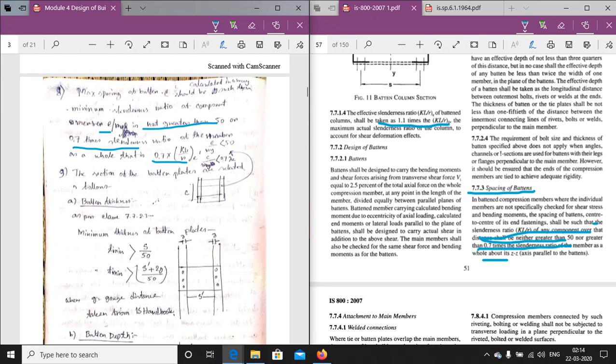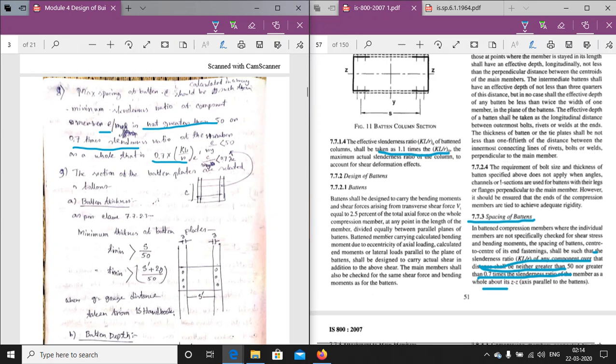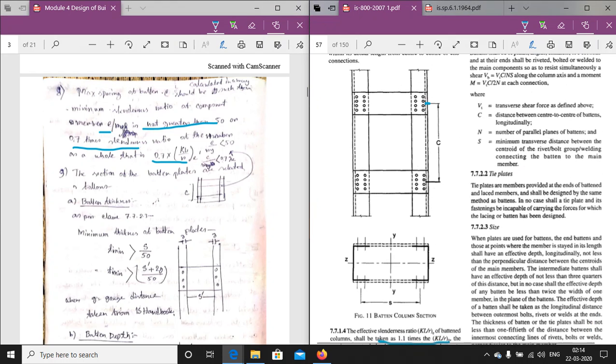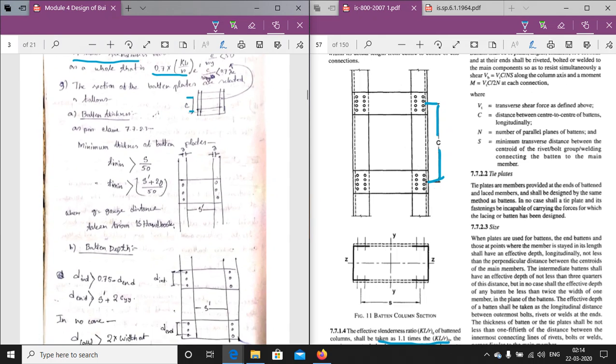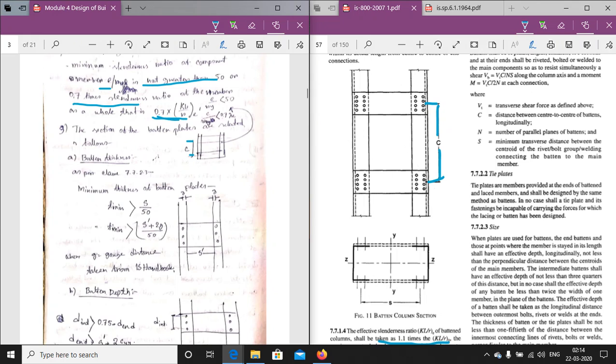So C by ry is the slenderness ratio of the batten plates, because C is the spacing between the batten plates, which we do not know. So C divided by ry, why is it ry? Because C by ry should not be greater than 50 or 0.7 times. So this is one formula, and this is another formula.